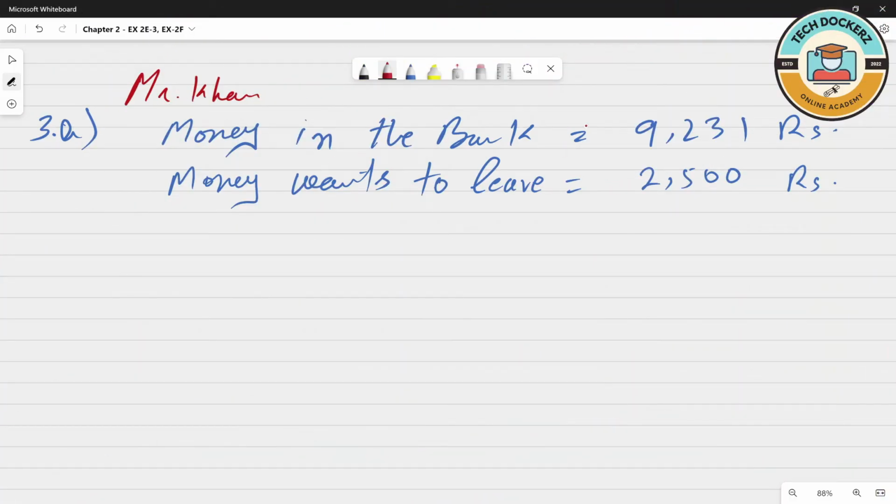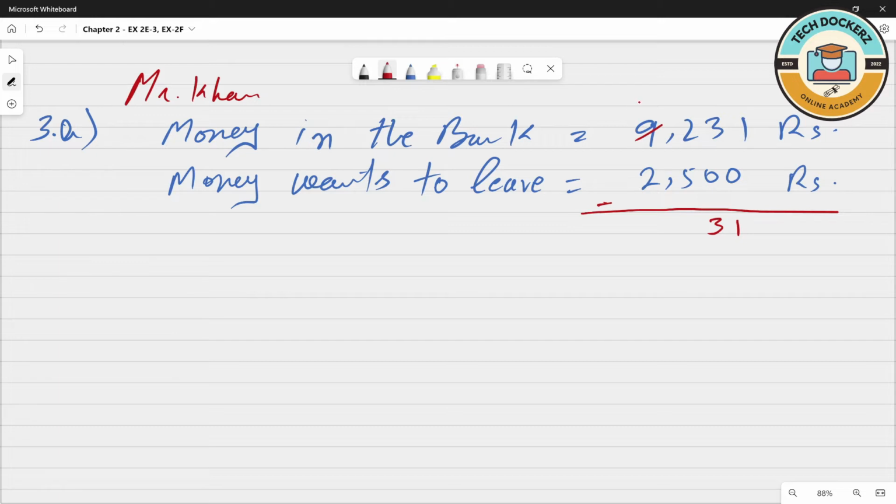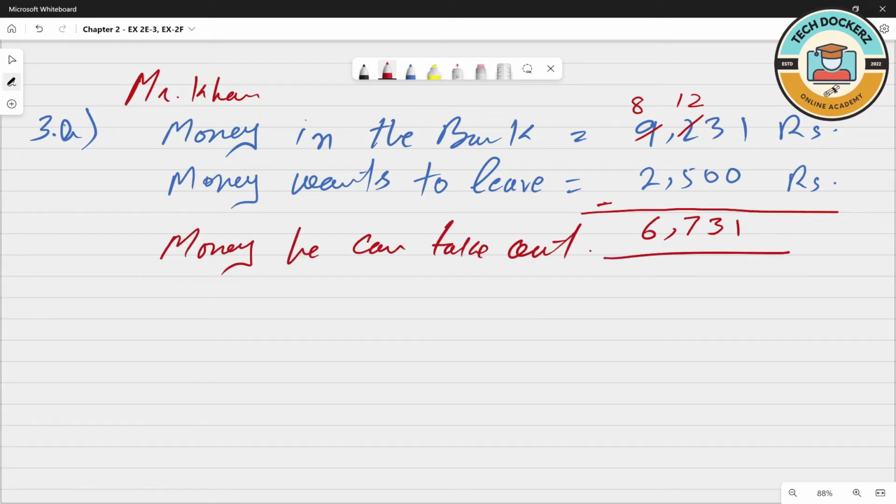Mr. Khan has money in the bank, 9,231. Money he wants to leave in the bank is 2,500. So we will do the subtraction as we do. 1 minus 0, 1. 3 minus 0, 3. We cannot subtract 5 from 2. So we will borrow 1 from 9. So this 9 will become 8, and this 2 will become 12. 12 minus 5, 7, and 8 minus 2, 6. So how much money can he take out? 6,731 rupees.